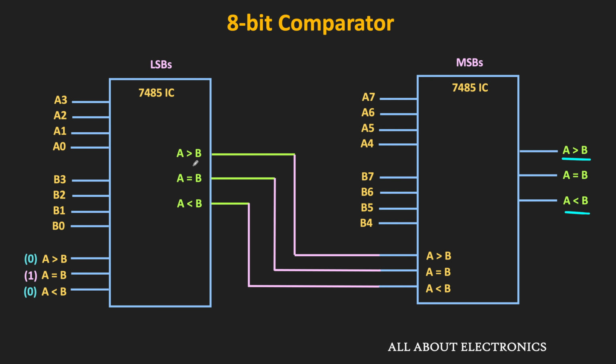So while comparing the LSBs of the two numbers, if A is greater than B, then this output will become high, and the same will be available at this input. In that case, based on this input, the A greater than B output of this MSB IC will become high. On the other hand, if A is less than B, then this last output will become high. And if A is equal to B is high, in that case, the A is equal to B output of the MSB IC will become high. So in short, these 3 inputs will come into the picture when all the 4 bits of the two numbers are equal. And in that case, the MSB IC will decide based on the preceding output.